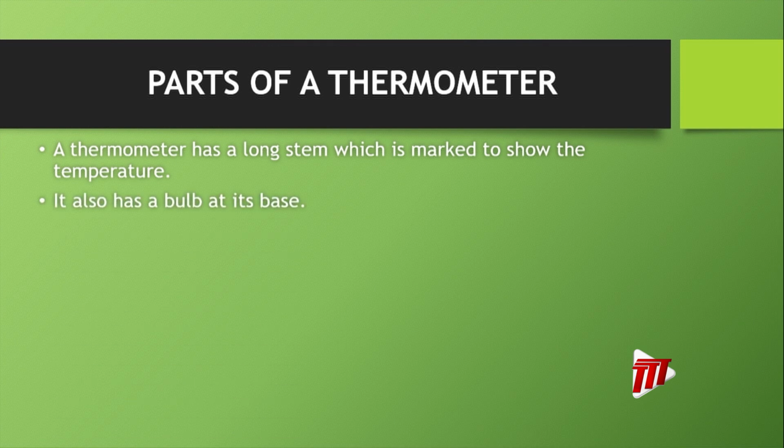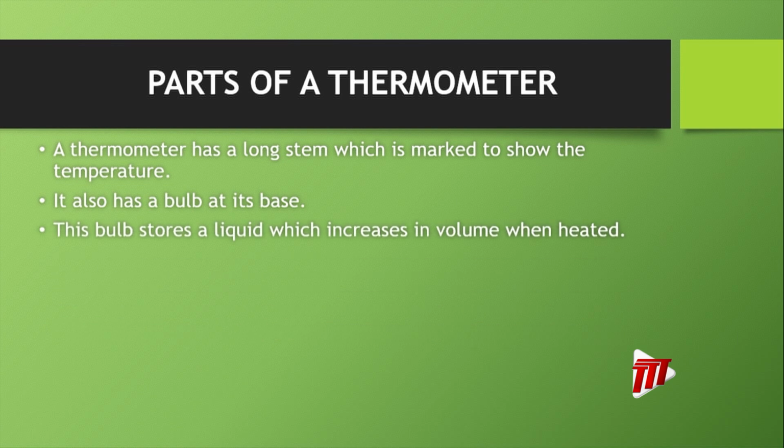At the base, there's a bulb, and as the word says, bulb, just like a light bulb, it's rounded, it's enlarged, and it's at the base. The bulb stores a liquid which increases in volume when heated. So, at the base of this narrow tube, we have that liquid.